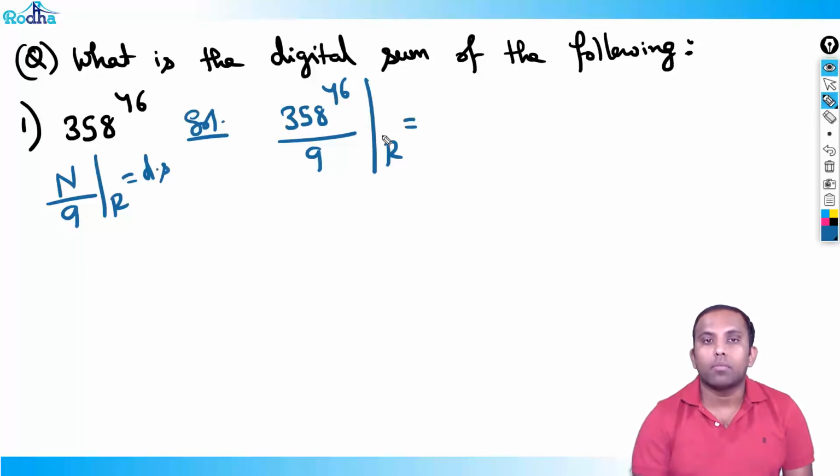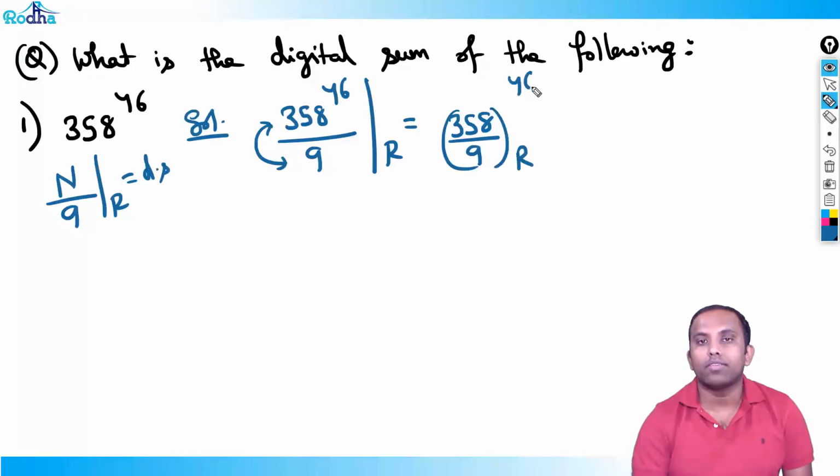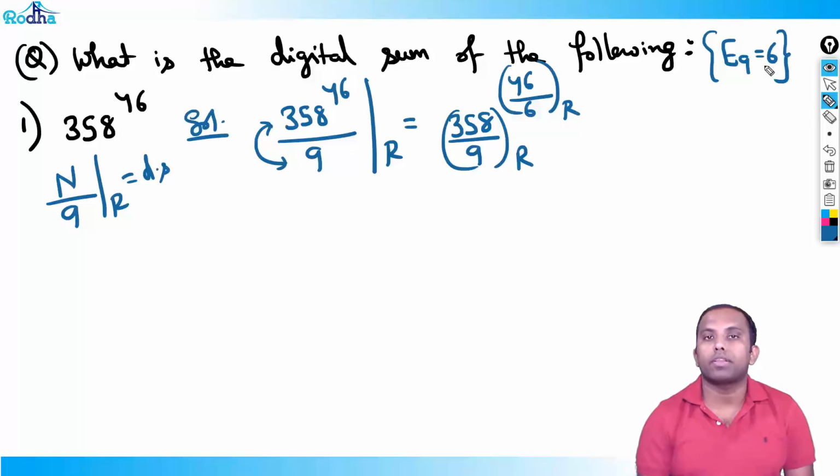So now I can simply apply Euler here. Both are co-prime. Apply Euler: 358 by 9 remainder and 46 by 6 remainder. What is 6? 6 is the Euler number. Euler number of 9 is equal to 6: 9 into 1 minus 1 by 3. 3 is the only prime factor of 9.